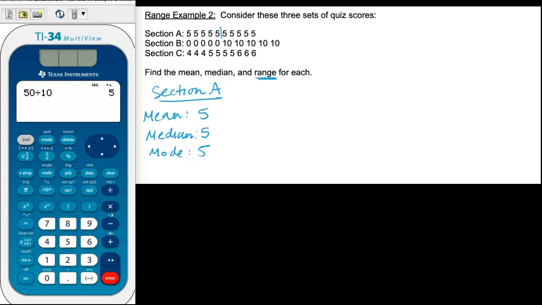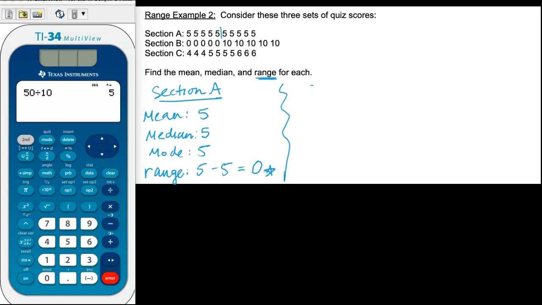So I'm going to list the range. Oh, and I'm just noticing here it didn't ask for the mode, but that's okay, we put it anyway. So for the range, we're just going to take the highest minus the lowest. Well, the lowest is 5, the highest is 5, so the range is 0, because they're all the same data value. So this right here tells us a lot more than just seeing the mean, median, and mode.